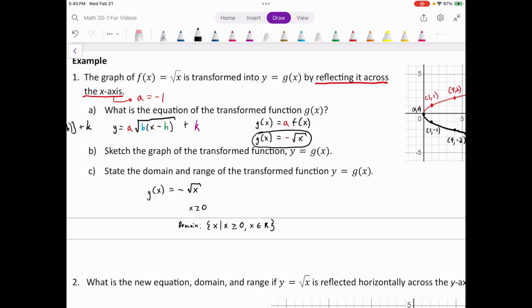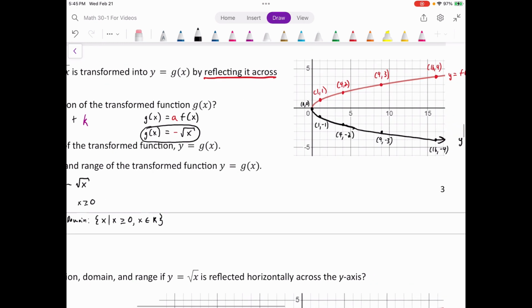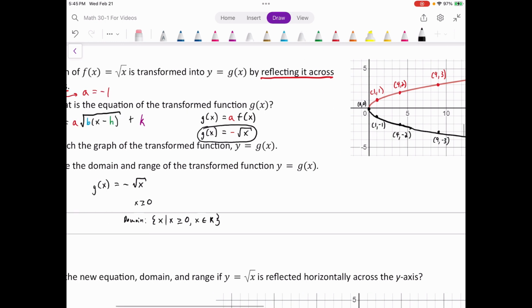Now for the range, again, the graph shows us, looks like y must be less than or equal to 0, but the equation can back us up here as well, right? If g of x equals negative root x, we know that x can be as low as 0, but no lower. It can never be negative. So the square root of x is always going to be something positive, right? That's true for any square root. You can't take a square root and get a negative answer.